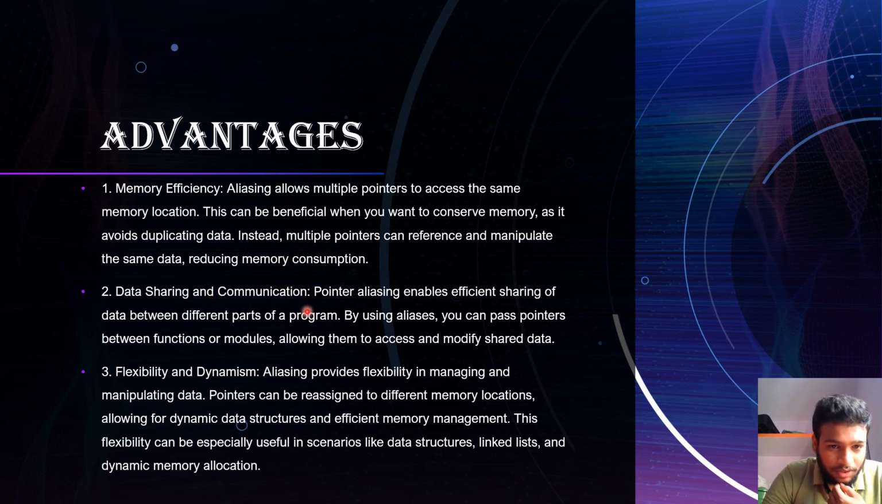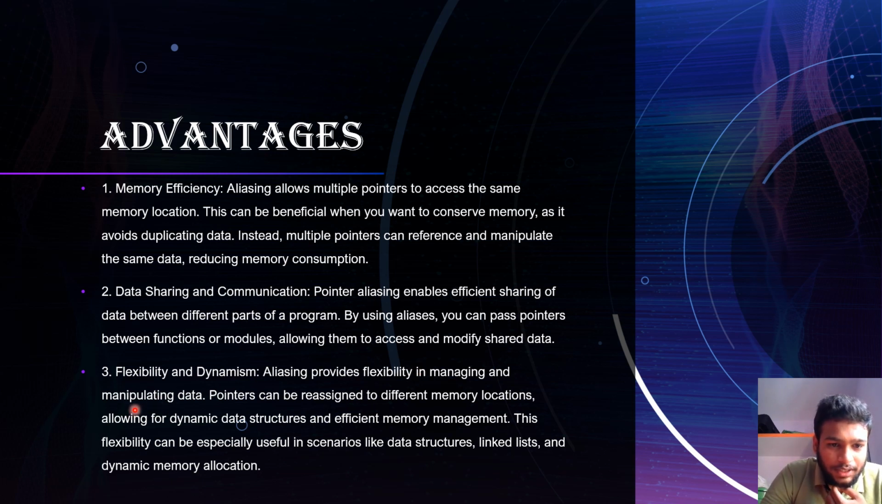Data sharing and communication: pointer aliasing enables efficient sharing of data between different parts of a program. By using aliases, you can pass pointers between functions or modules, allowing them to access the modified shared data. In this, the data will be shared for both variables by passing the same address value to both the variables which we want to use.